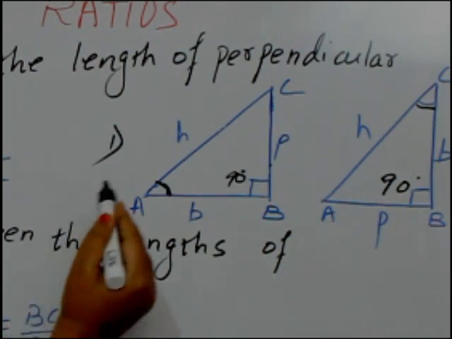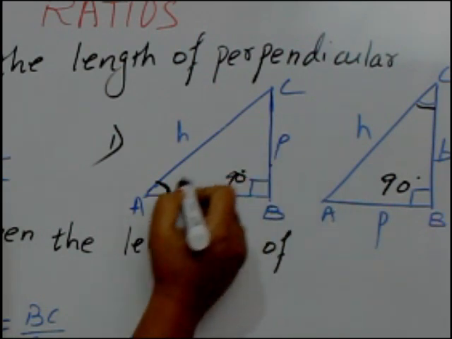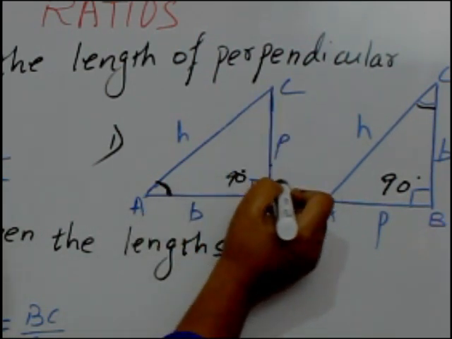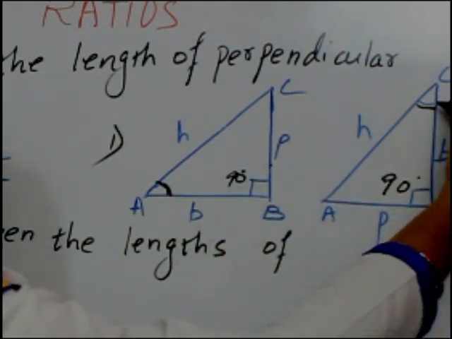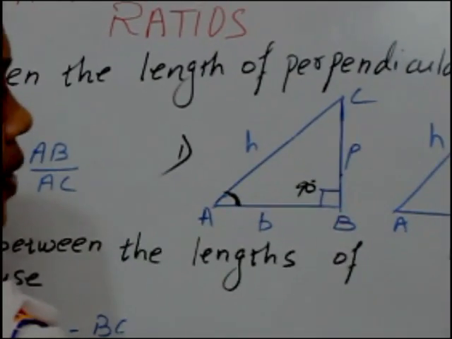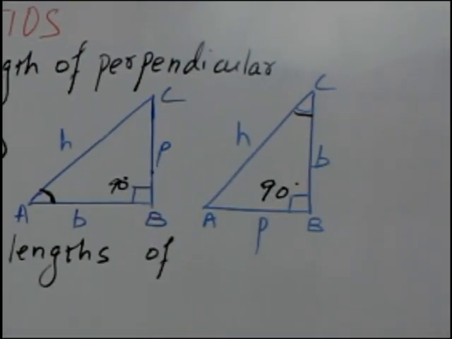Now here, the angle of reference is angle A. So its opposite is the perpendicular. So A opposite, BC, is the perpendicular. Clear? Here angle C is the angle of reference. So its opposite is the perpendicular. So angle C opposite is AB. AB is the perpendicular. Clear?